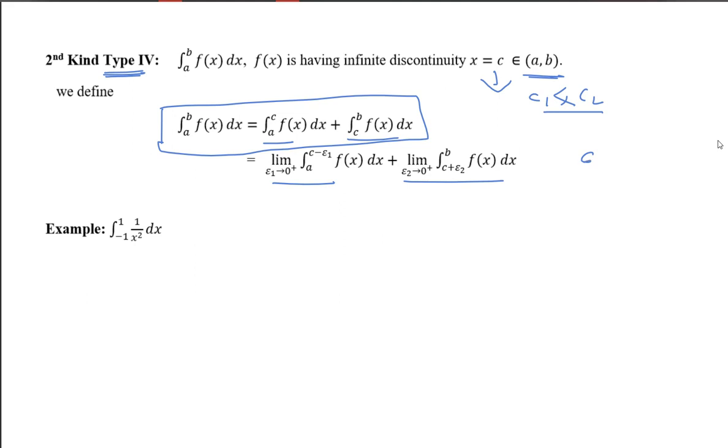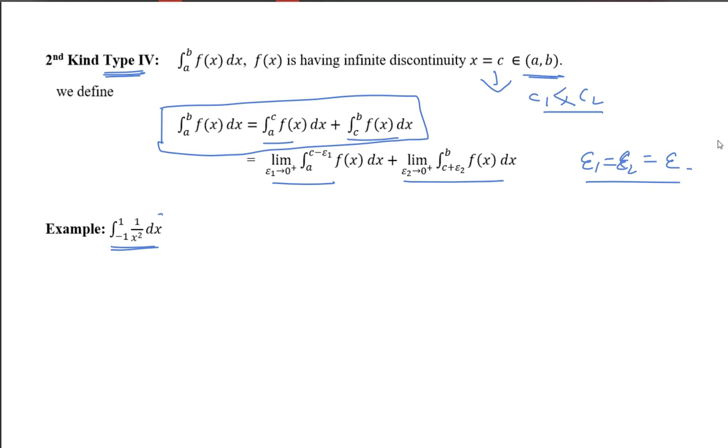If we consider epsilon 1 is equal to epsilon 2 is equal to epsilon, then that is known as Cauchy's principal value. If you take epsilon 1 is equal to epsilon 2 is equal to epsilon, then that is known as Cauchy's principal value. So now see here.